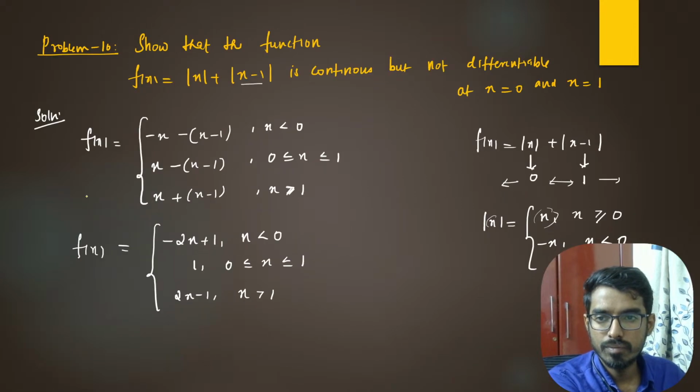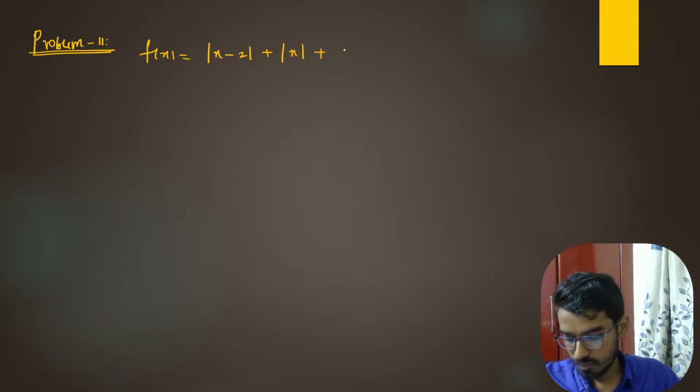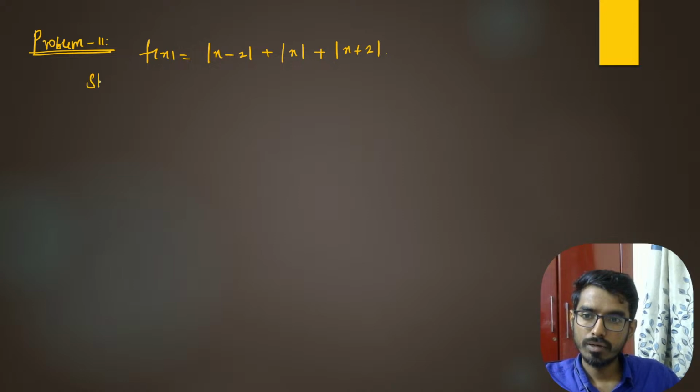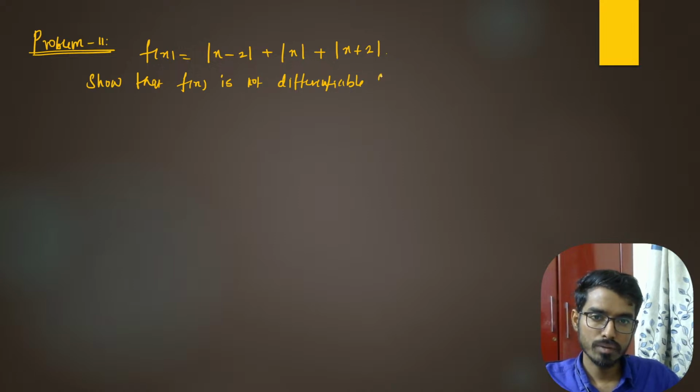I'll give you one exercise problem based on this. F of x is equal to modulus of x minus 2 plus modulus of x plus modulus of x plus 2, so that f of x is not differentiable at x is equal to minus 2, 0 and plus 2.